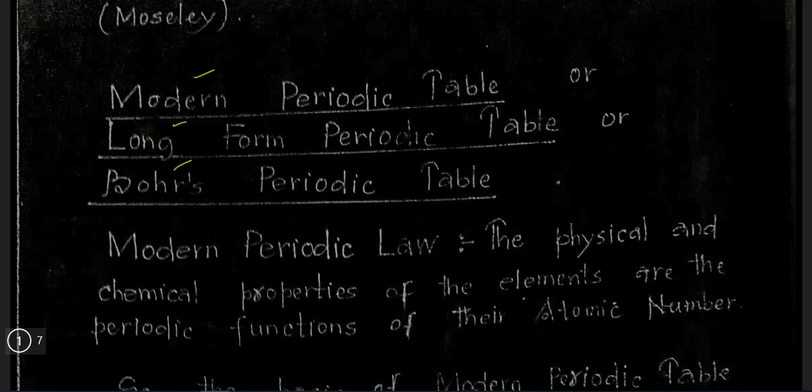The modern periodic law states that the physical and chemical properties of elements are the periodic functions of their atomic number.